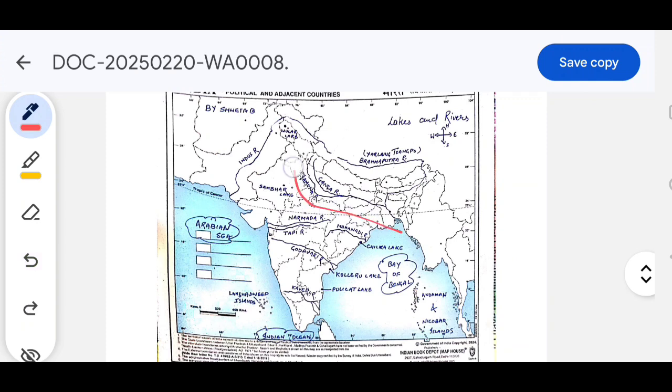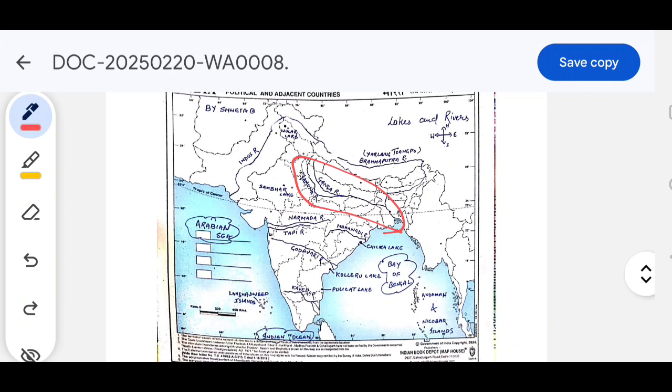Then second we have the Ganga river, which is the longest river in India and the holy river. We remember nowadays people are taking a dip in it because of the Mahakumbh. So this is the Ganga river, and one biggest tributary I have written, that is the Yamuna river here.